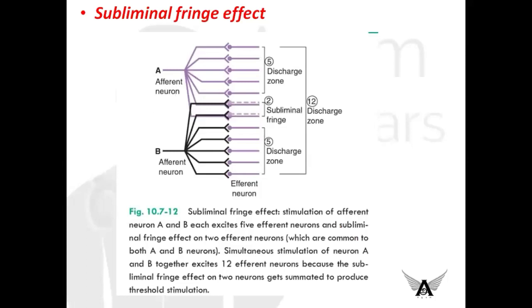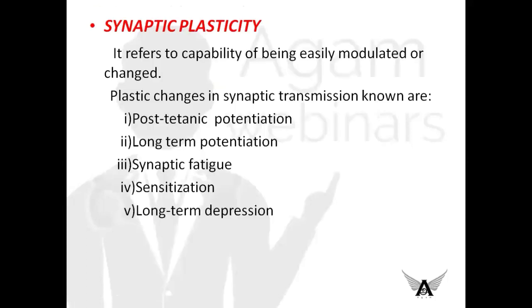Next is synaptic plasticity. Plasticity means being easily modulated. That is, it can be easily modulated. There are 5 plastic changes in synaptic transmission. First is post-tetanic potentiation, then long-term potentiation, synaptic fatigue, sensitization, and long-term depression. We'll discuss each of them in detail.